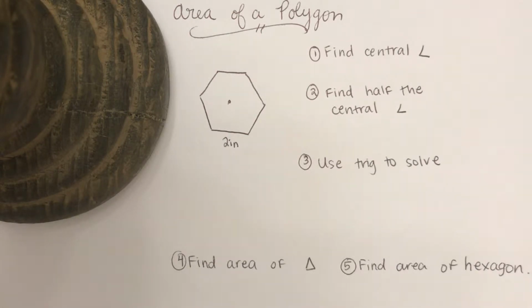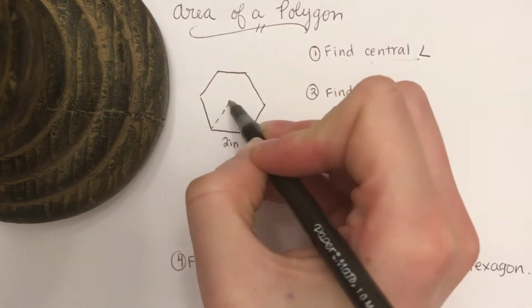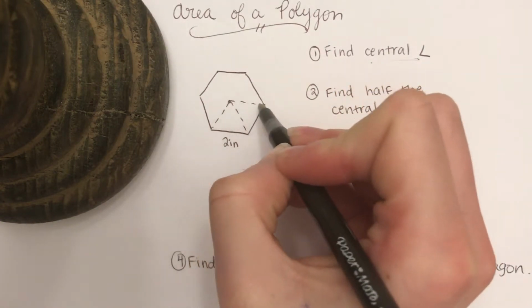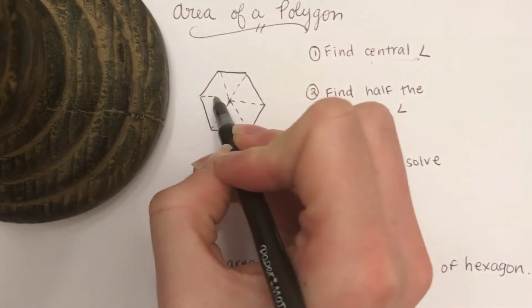So we do have to break it down into smaller shapes that we do have the formulas for, and we have been using triangles. So we're going to break this hexagon down into triangles that we can find the area for, and then add up all of the pieces from there. So the first step is to find the central angle. So I'm going to divide up this hexagon into its central angles by connecting the center to each vertex.